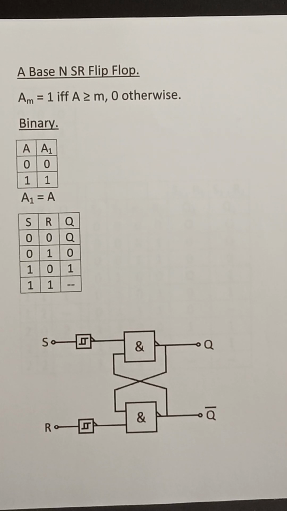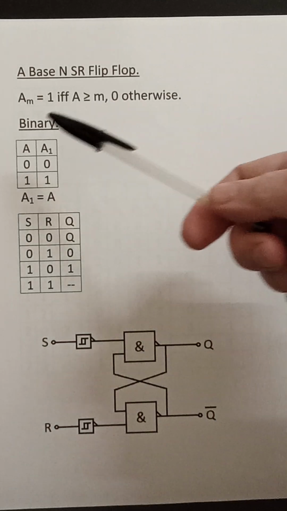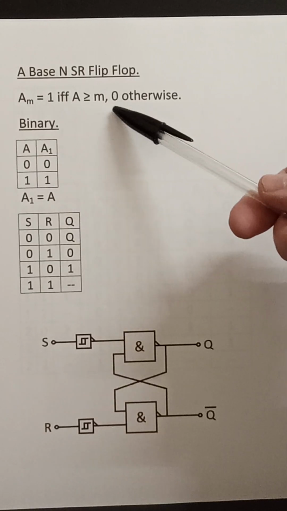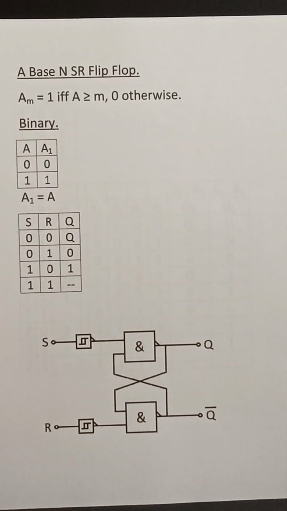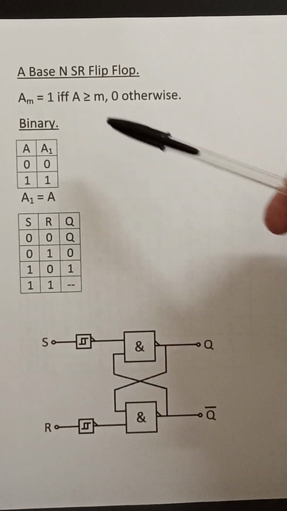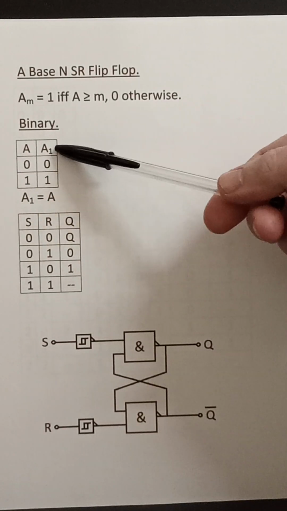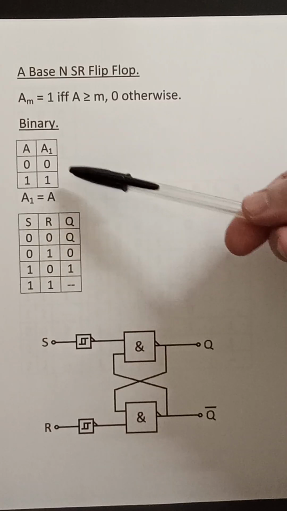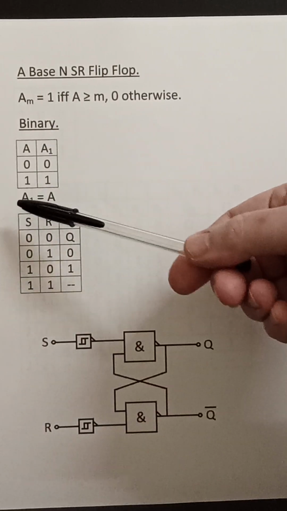So first we'll start off with a definition. A_M equals 1 if A is greater than or equal to M, 0 otherwise. So here we have the binary case. This is A_1 because there only is A_1 in binary and it's the same as A, so A_1 equals A.